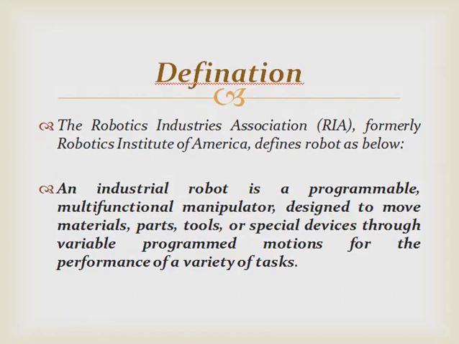They mentioned a programmable multifunctional manipulator, which is mainly designed to do work like moving material from one place to another, or moving parts, tools or special devices from one place to another. How are we going to move them? By giving instructions. How will we give the instructions? We give the instruction or command in the form of a program. Because of that, we use robots, and by using robots we perform a variety of tasks.